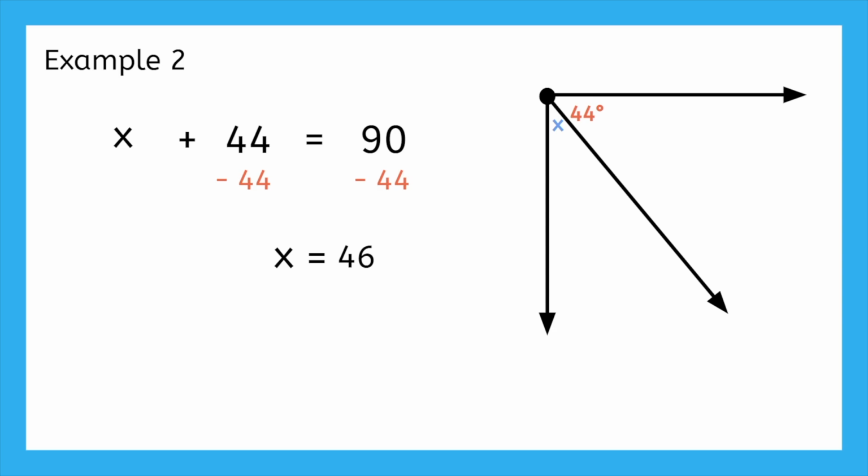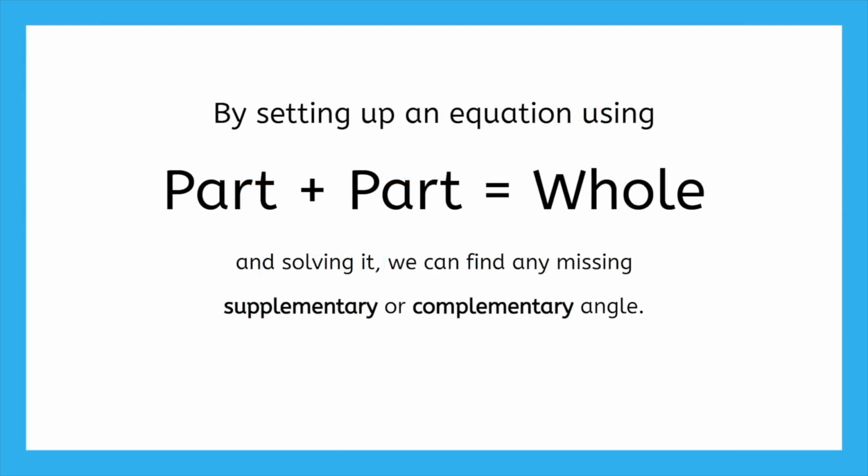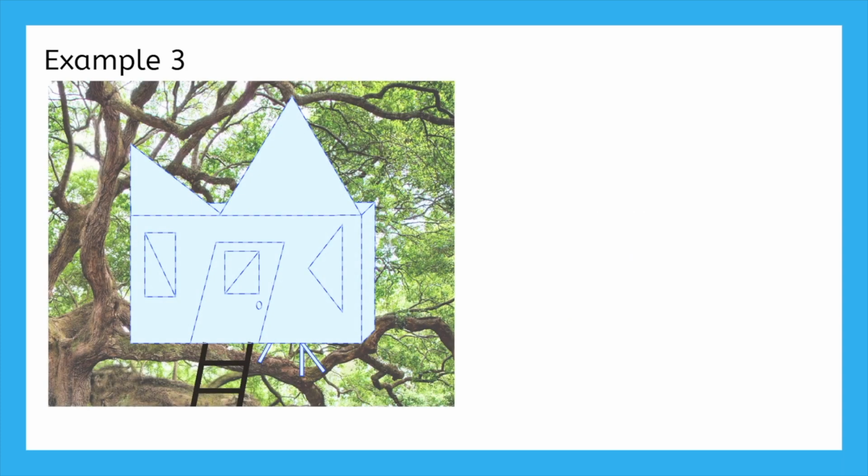Rewriting that last line, we have x equals 46. 44 plus 46 equals 90, so we solved this equation correctly. By setting up an equation using part plus part equals whole and solving it, we can find any missing supplementary or complementary angle. Let's try another example.